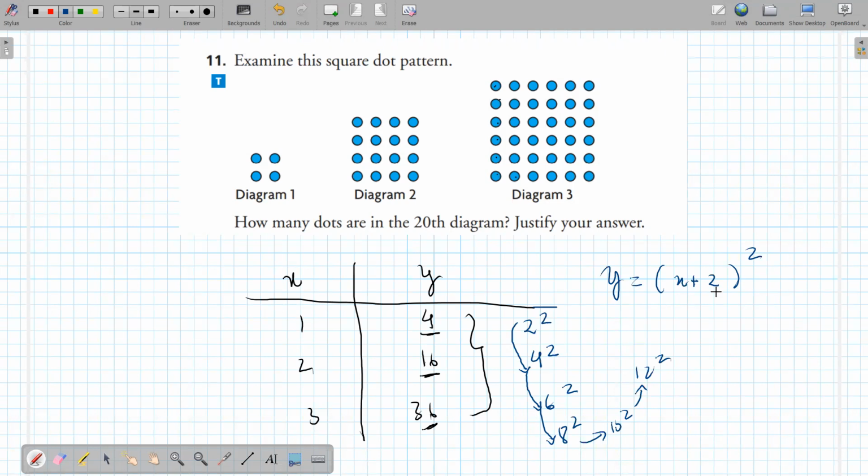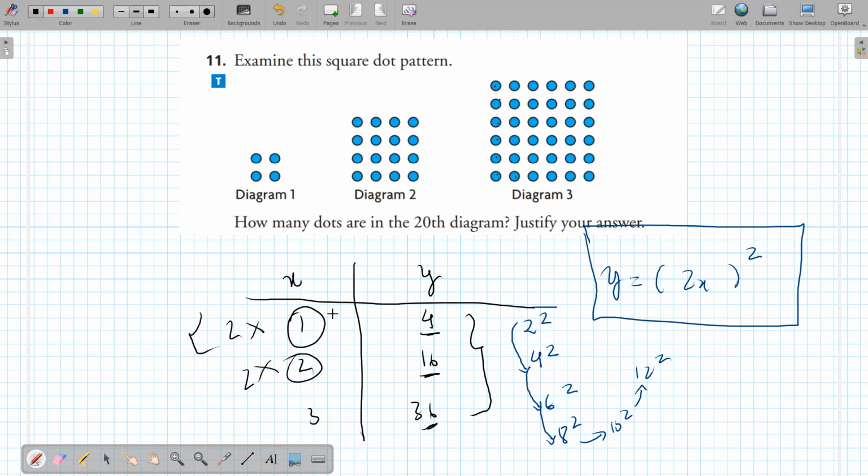Does that work? X plus 2. 2 plus 2x. No, it's just 2x squared. 2x squared. That works, right? When x is 1, you get 4. When x is 2, you get 16. Yeah, there you go. That's the equation. 2x squared, okay? You take this number, you multiply that by 2, and then you square it.